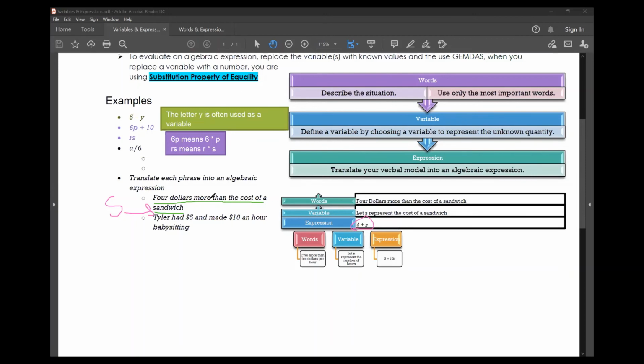All right, next example. Tyler has $5 more than $10 an hour. We underline $5 more than $10 an hour. Okay, so those are your words. Now let's find the variable of the problem. We're going to let n equal the number of hours.